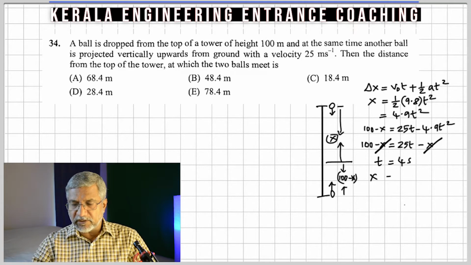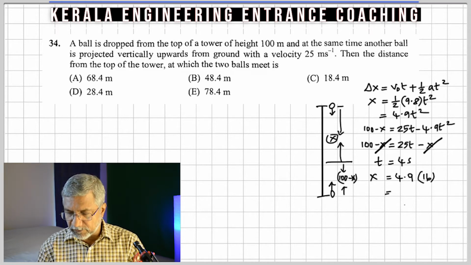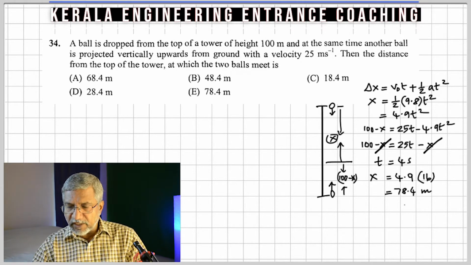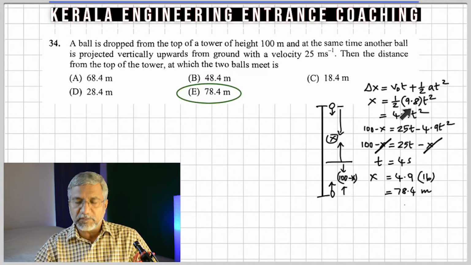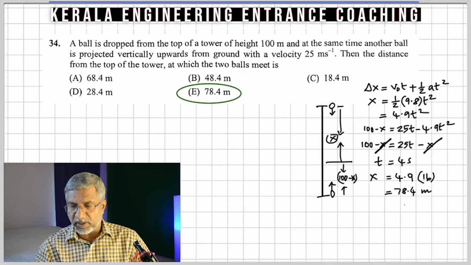And then you can plug that value of t back into this to get x. So x would be 4.9 times 4 squared, which is 78.4. Now some of you may have noticed that I'm not using negative 9.8. It won't make a difference, because if you take this as negative, you have to take this also as negative, see? Because it's going down. So two negatives make it a positive.